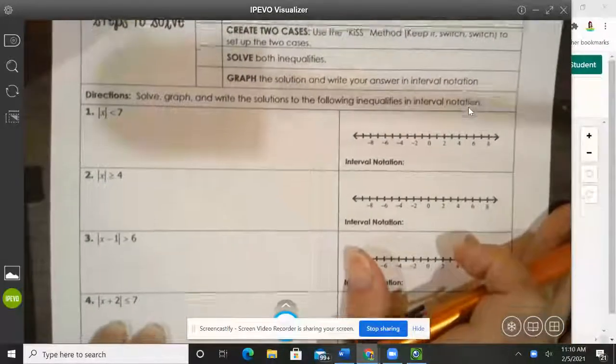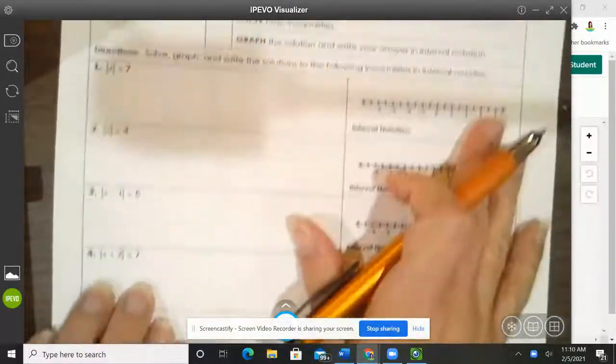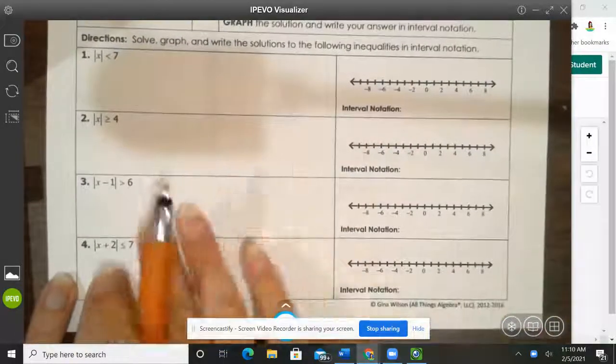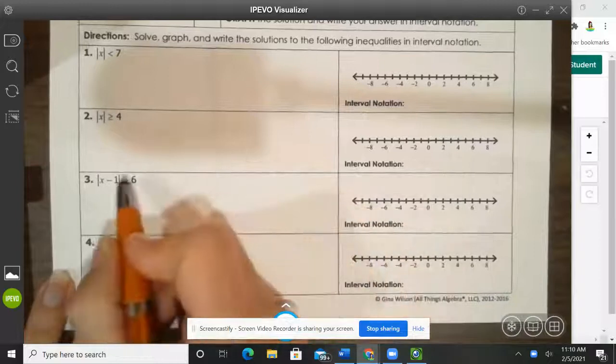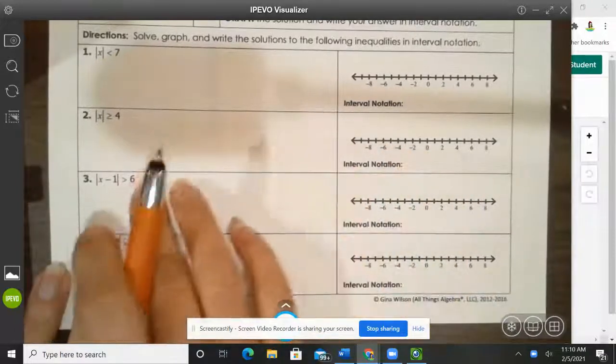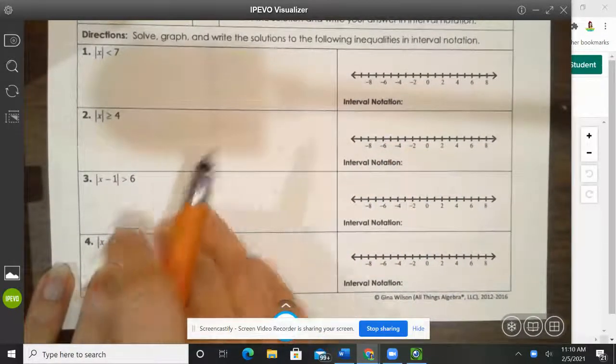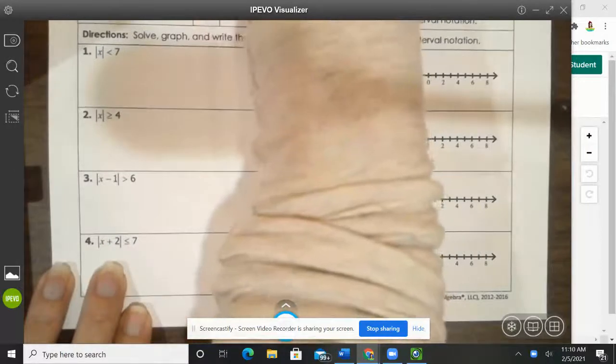So let's do a couple here. We did 1 and 2 already on the top. It's very, very similar, but I'm going to do 3 and 4 here. So in 3 and 4, we're going to do both cases, right?